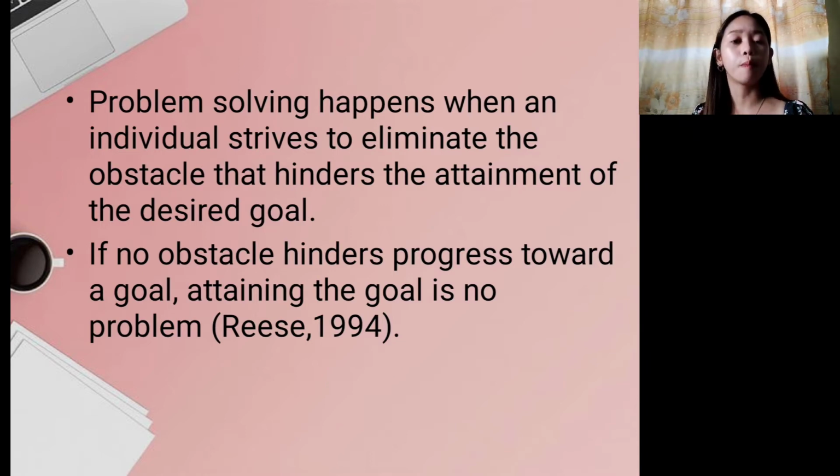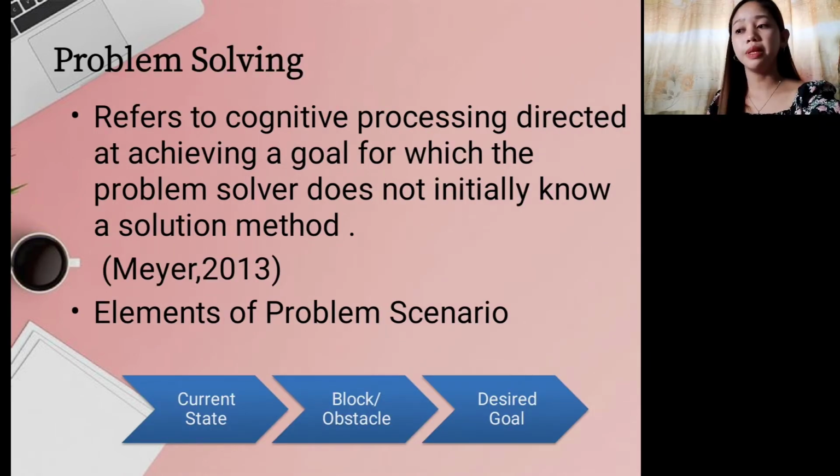there is no problem. Problem solving refers to the cognitive process directed at achieving a goal for which the problem solver does not immediately know the solution method. These are the elements of problem scenario: current state, where you are now, block or obstacle, and your desired goal.